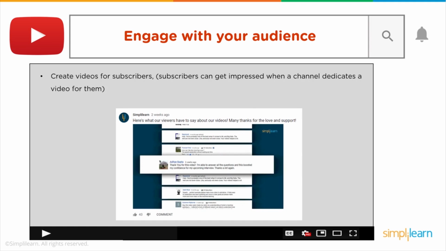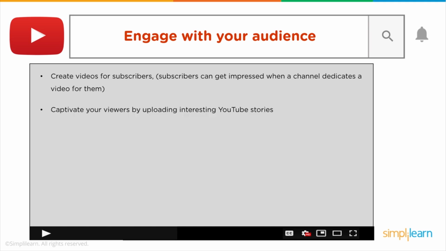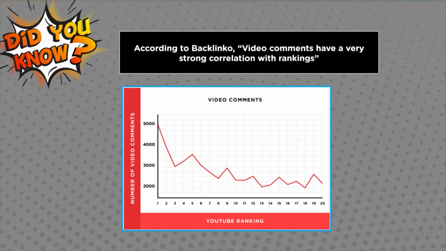So you want to create videos for subscribers. Subscribers can get impressed when a channel dedicates a video for them. So take the time out to create a video just for your subscribers. Subscribers are the ones who are most likely going to engage with you. Okay, they're your loyal fan base. So if you create something for them, that's a form of a reward. So you can captivate your viewers by uploading interesting YouTube stories as well. You can also hear from your audience and get their videos and use their videos and upload them to your channel. According to Backlinko, video comments have a very strong correlation with rankings.